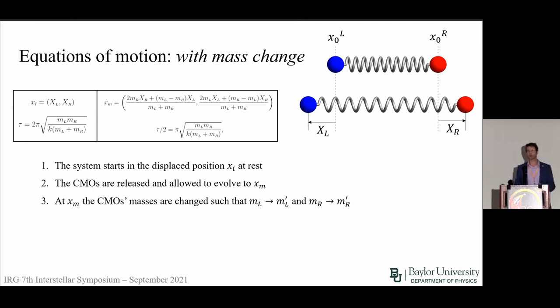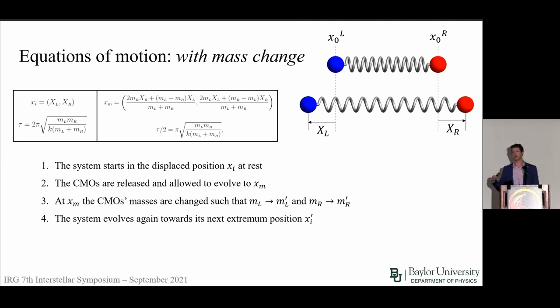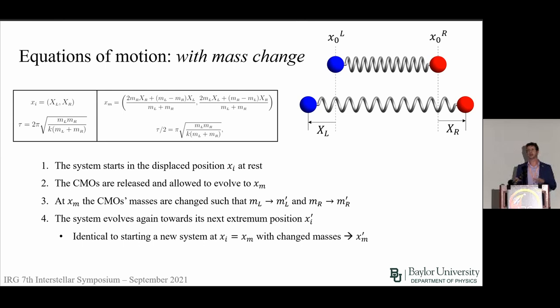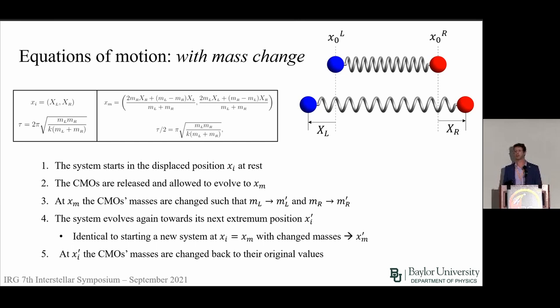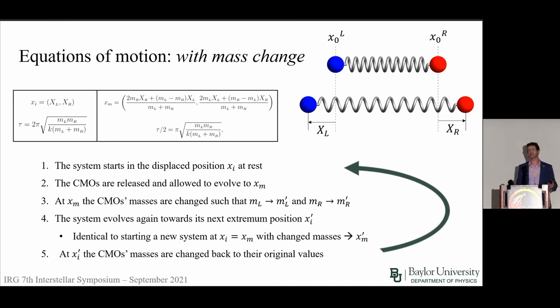At this point, we will again allow the system to evolve to the next extremum position. And it's important to note that this is essentially the exact same as just starting a brand new cycle from X sub I using the previous cycle's midway extremum position with the new masses. Then at our secondary extremum position, we will change the masses back to their original values. And at this point, we have completed one full cycle of the system, which, like the hanging mass system, can be repeated as many times as necessary.